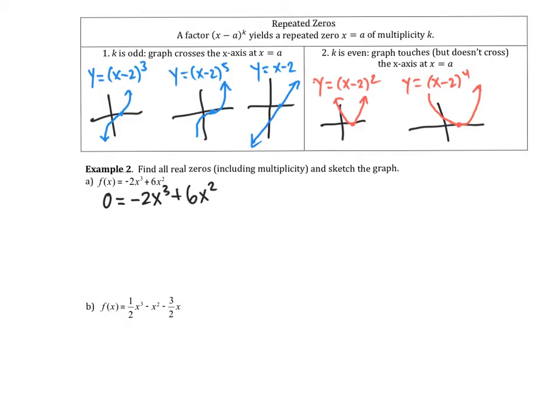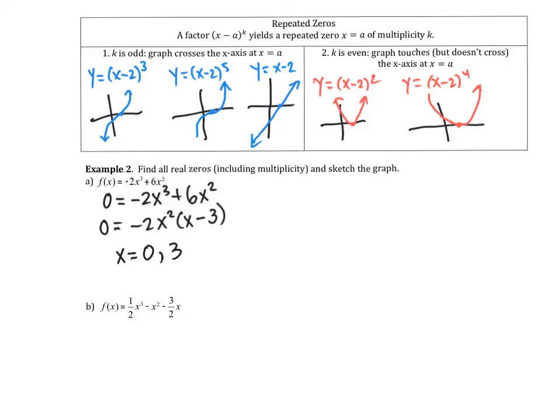Okay, I see there's a common factor. I'm going to take out negative 2x squared, which leaves me with x minus 3. Okay, so I have two zeros. I have x equals 0, and I have x equals 3.